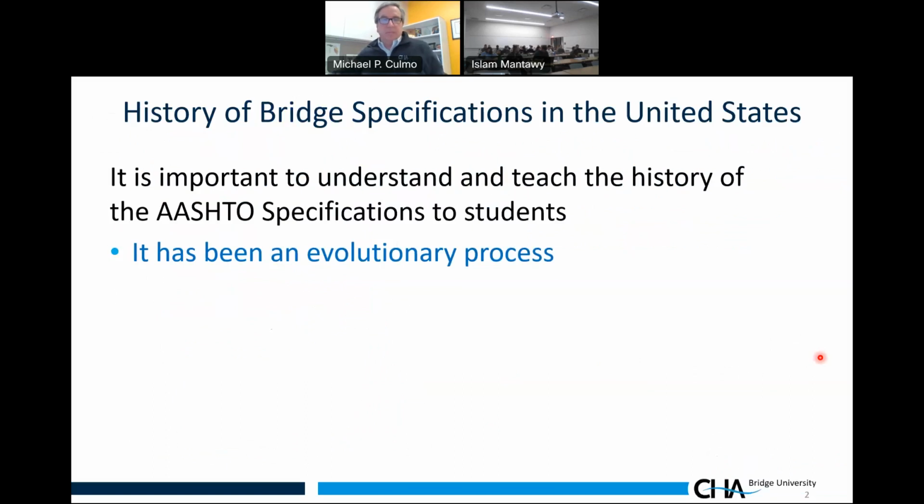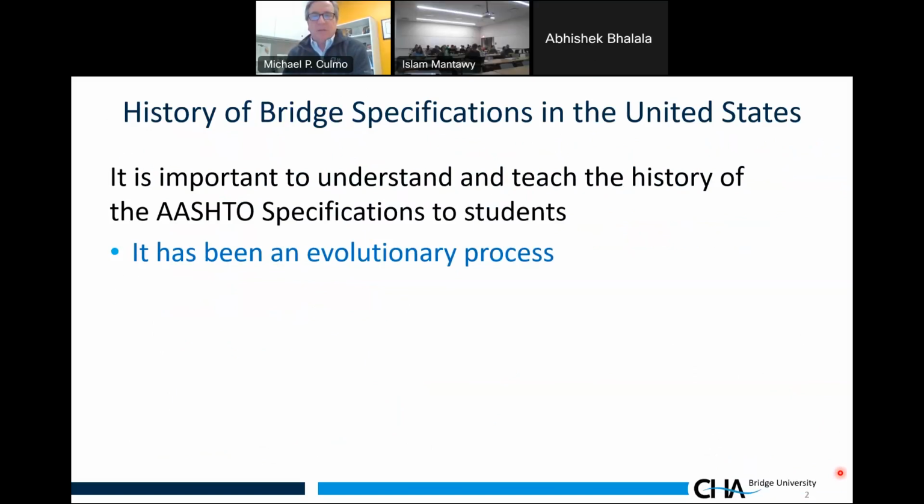There we go. So we're going to talk a lot about the history of the bridge specifications in the United States. The AASHTO LRFD bridge design specifications are actually used around the world. Last time I checked, there were about 80 countries using the AASHTO LRFD. Europeans have their own code, a European Union code. Canada has their own code. Scandinavia has their own code. Japan and Germany do too, but a lot of other countries do use the AASHTO. But we're going to talk really about the United States and the specifications here.